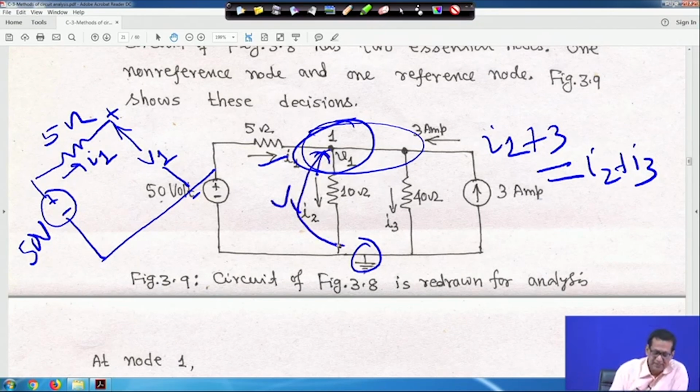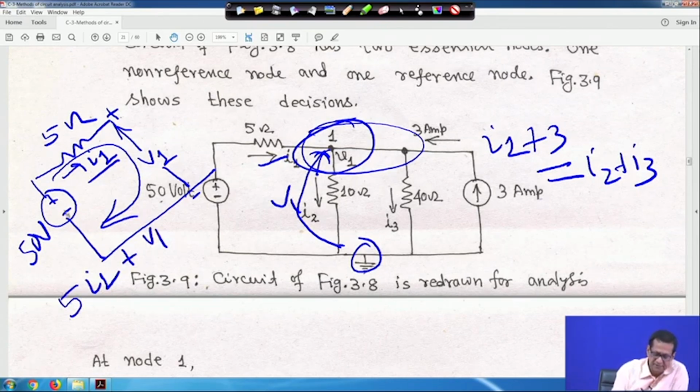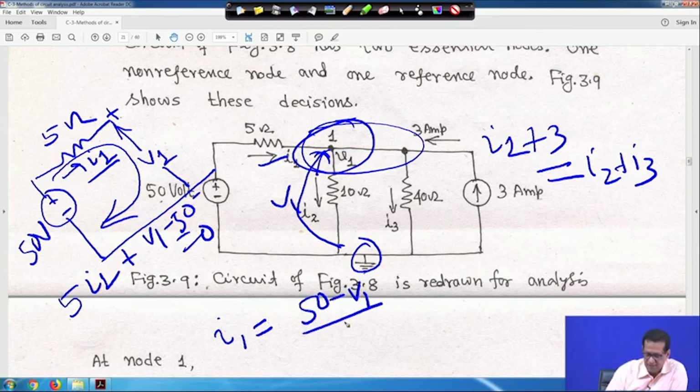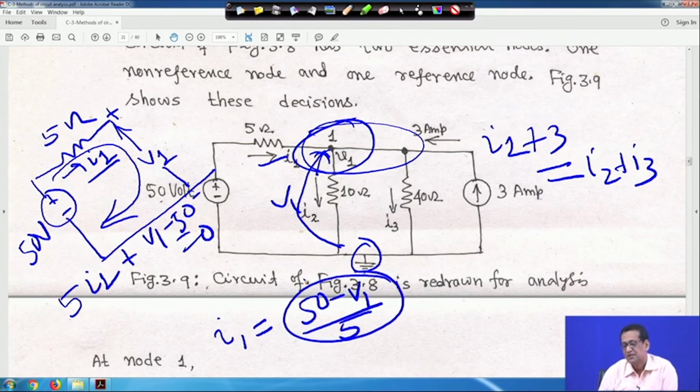Now you apply KVL. In this case, it will be 5 into I1 plus V1, then encountering the minus terminal first, minus 50 is equal to 0. That means I1 will be equal to 50 minus V1 divided by 5. This is your I1. I have given the 50 earlier, but just for your understanding I am trying to write each and everything. So I1 will be 50 minus V1 by 5.